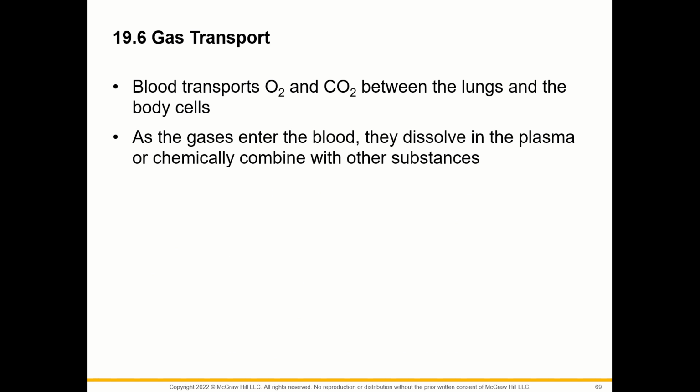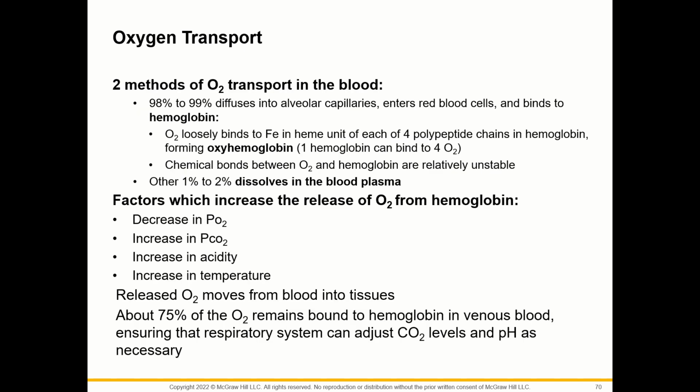Blood transports oxygen and carbon dioxide between the lungs and the body cells. As the gases enter the blood, they dissolve in the plasma or chemically combine with other substances. Two methods of oxygen transport in the blood. 98 to 99% diffuses into alveolar capillaries, enters red blood cells, and binds to hemoglobin. Oxygen loosely binds to iron, which is Fe in the heme unit of each of the 4 polypeptide chains in the hemoglobin, forming oxyhemoglobin. 1 hemoglobin combines with 4 oxygens.